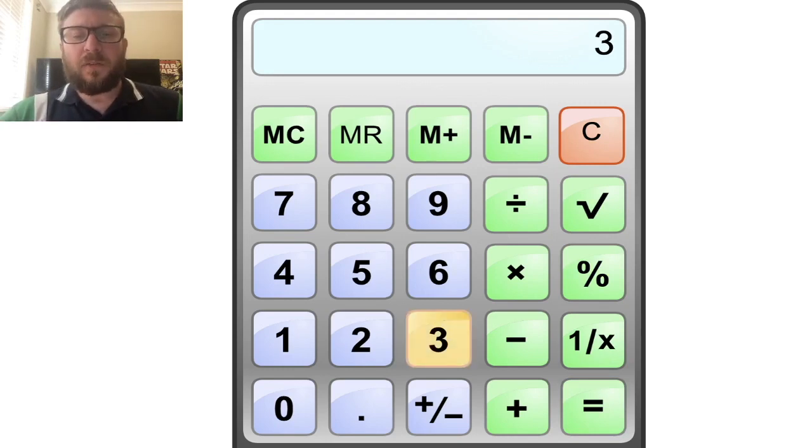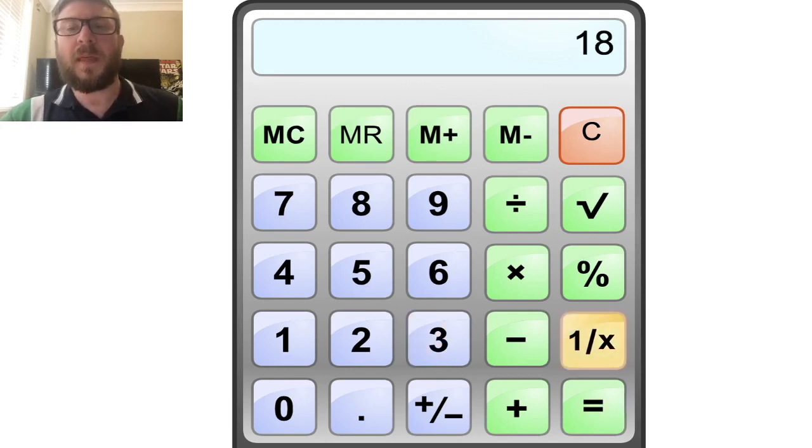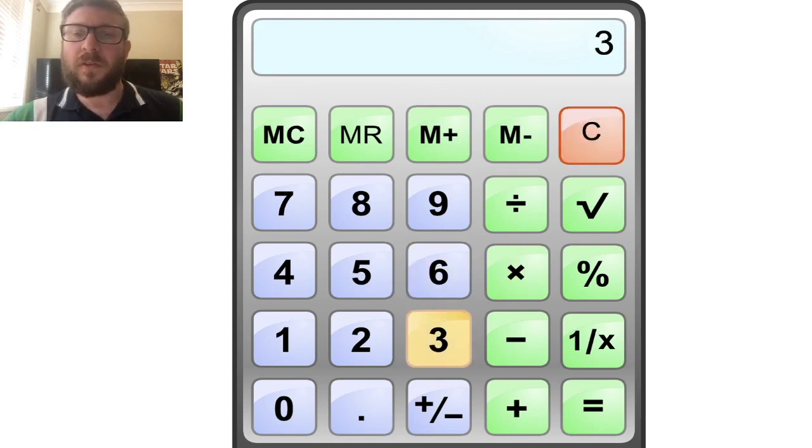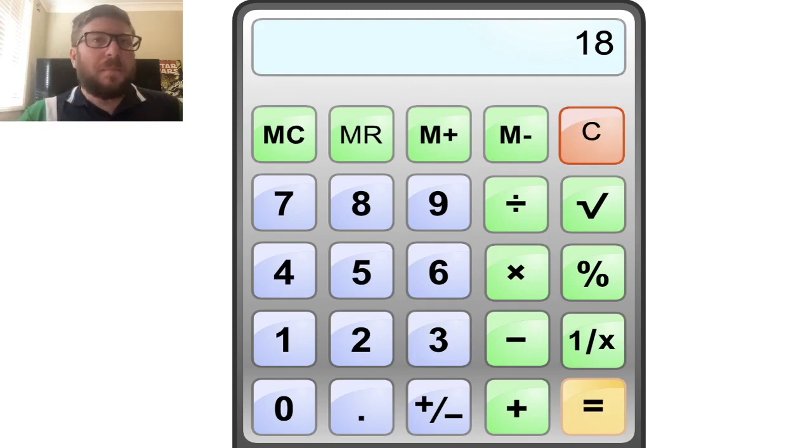If we were going to do 3 times 6 equals, we get 18. What if we were to clear that and we did 6 times 3? What do we get? 18. That's right, because remember, multiplication, it doesn't matter what order you put it in. You can do 3 times 6 or 6 times 3, and it doesn't matter.